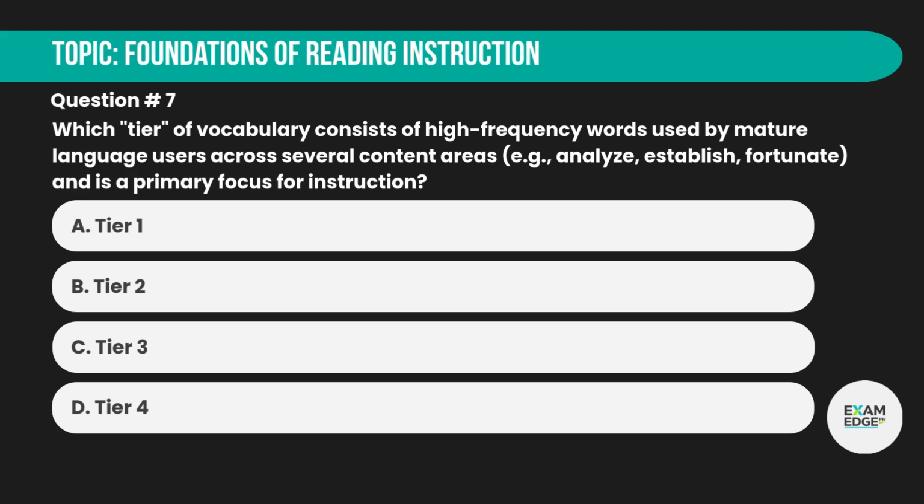Question number 7. Which tier of vocabulary consists of high-frequency words used by mature language users across several content areas, e.g., analyze, establish, fortunate, and is a primary focus for instruction? A. Tier 1. B. Tier 2. C. Tier 3. D. Tier 4.